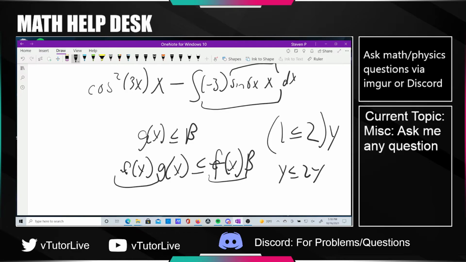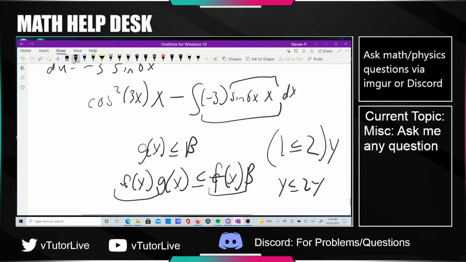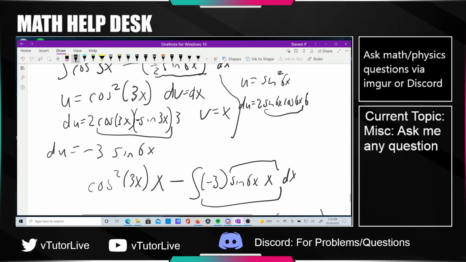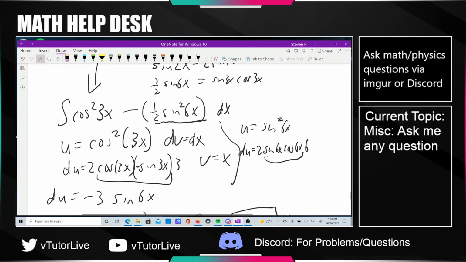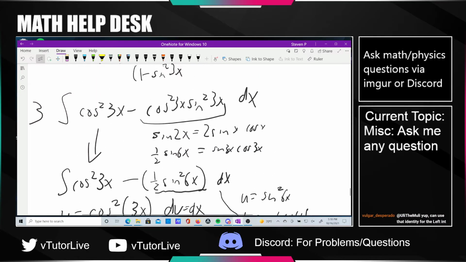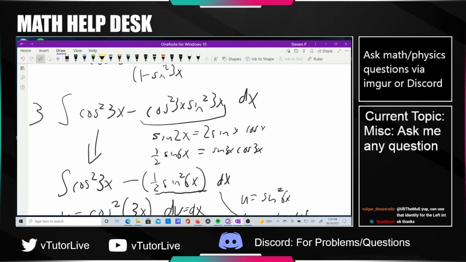Could you do cosine squared of 3x is equal to 2 cosine 6x? Swan? Yeah, so that's just Yuli the Muli. Yeah, you totally could, right? That's using the double angle formula for cosine rather than the double angle formula for sine, but it's pretty much the exact same idea, I think. You can use the identity for the left hand.